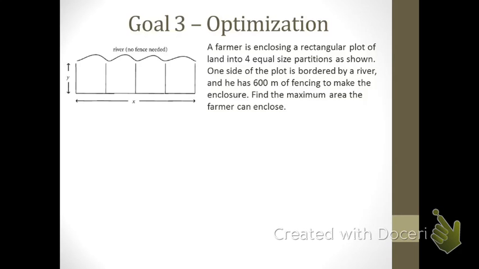Now, the first thing we need to talk about when we're trying to figure out the maximum area that this farmer can enclose is we have to understand how he's enclosing this farmland. He's having a rectangular enclosure. There's a river on one side, and so there's no reason to put a fence right here, because why would you need to fence something if there's a river right there?